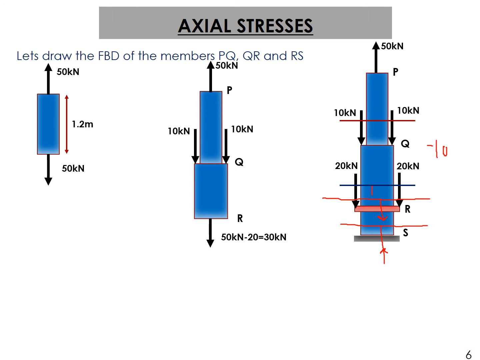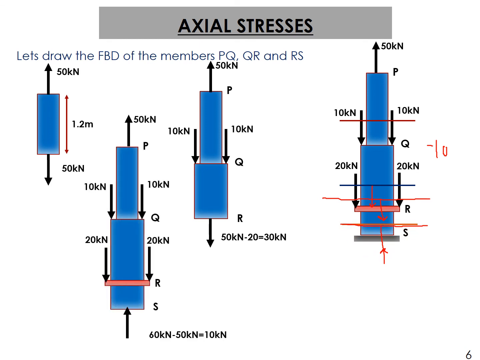Here, finally, we are getting compression. That is why the resisting force will also be a compressive force. So that is how you have to find the internal forces, so that you can frame a free body diagram of a uniform cross section member. That is the section, and this is the final loading condition for member RS.